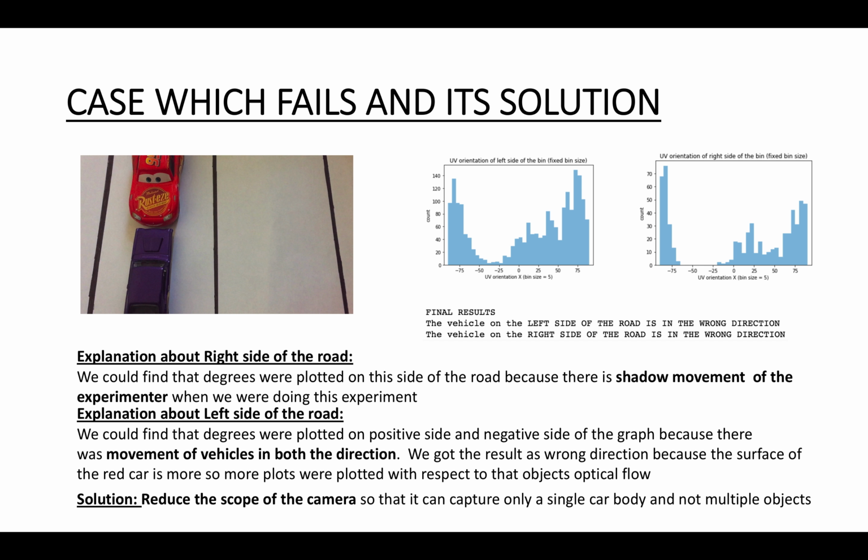There is a solution for this, that is to reduce the scope of the camera in such a way that only a very small portion of the road can be captured, or only a single car can be captured rather than multiple cars. Thank you.